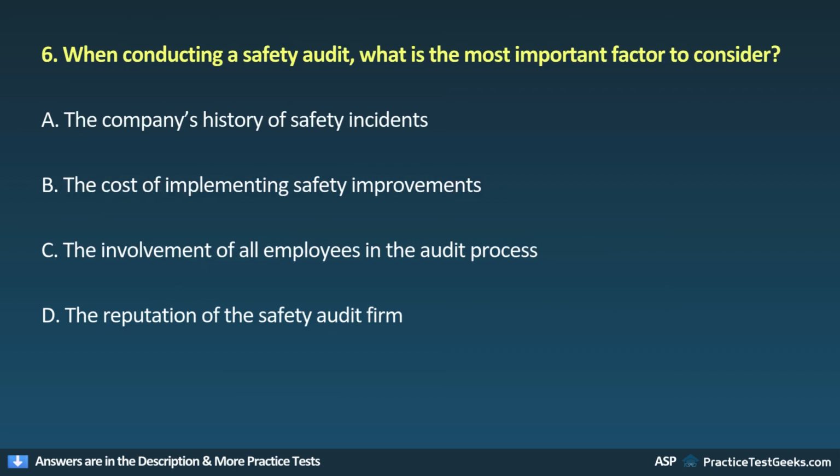6. When conducting a safety audit, what is the most important factor to consider? A. The company's history of safety incidents. B. The cost of implementing safety improvements. C. The involvement of all employees in the audit process. D. The reputation of the safety audit firm.